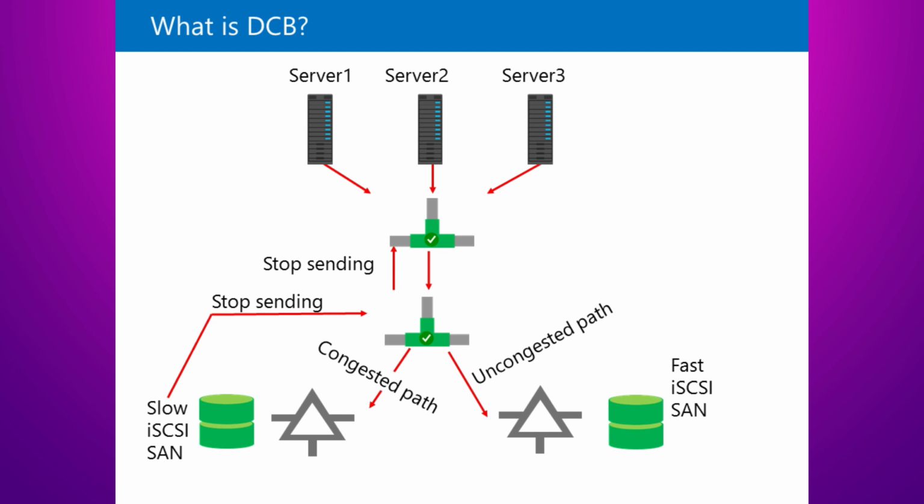Installing and configuring DCB. DCB is a Windows Server feature that you can install from Windows PowerShell or by using Server Manager. To install DCB from Windows PowerShell, open a command prompt, type Install-WindowsFeature Data-Center-Bridging, and then press Enter. Configuring DCB.